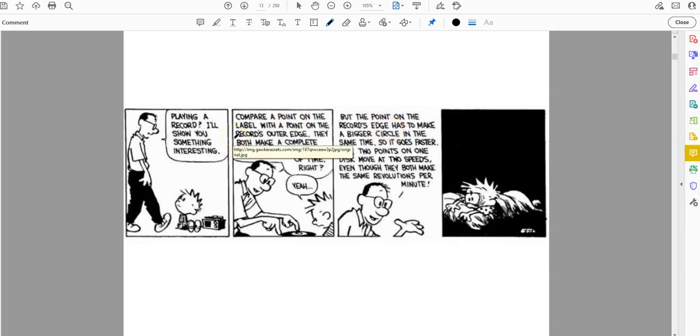This is one of my favorite comic strips, Calvin and Hobbes. So if you ever had a chance, maybe pause the video so you could read this. But this is where his dad wants to show his son something interesting, and he's basically saying you've got 2 points on a record table right here. You have one, here's the center. You have a point 1 right here and a point 2 on the very outside.